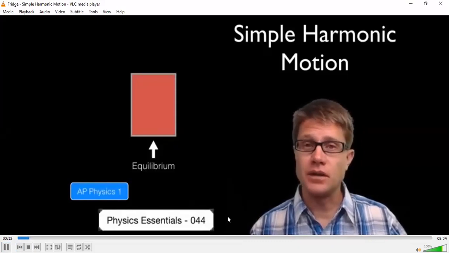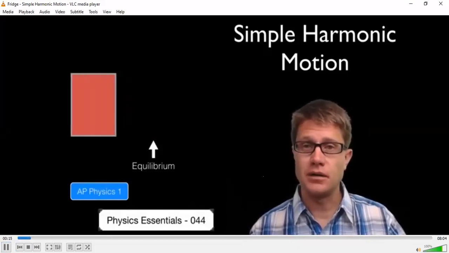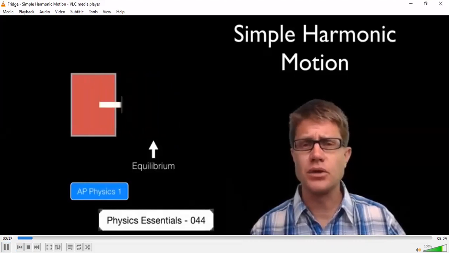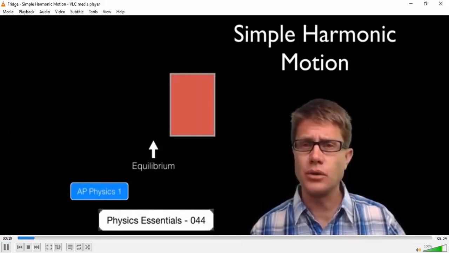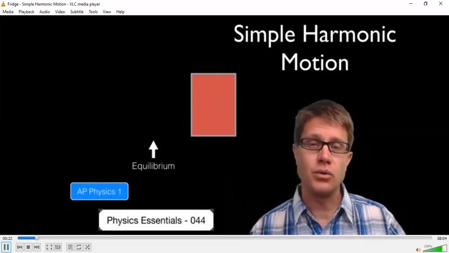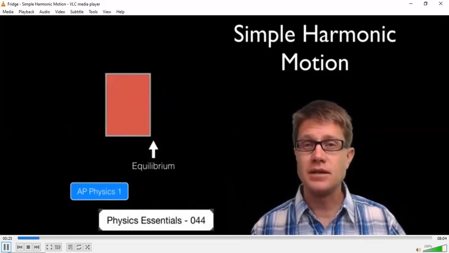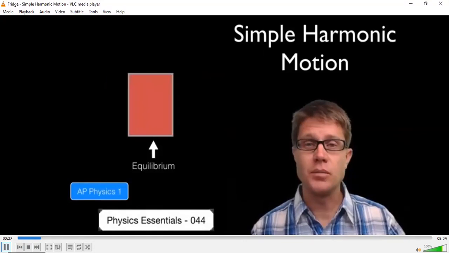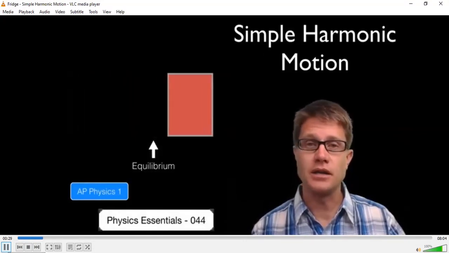Imagine we take an object that's in equilibrium and we push on it. But it doesn't just move away. There's a restoring force that returns it towards equilibrium, and another restoring force that returns it towards equilibrium. And so what we get is this simple harmonic motion. What would be an example of this? Pushing a child on a swing.